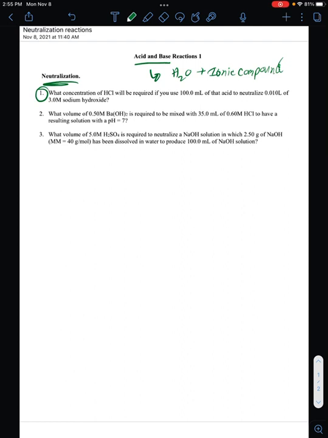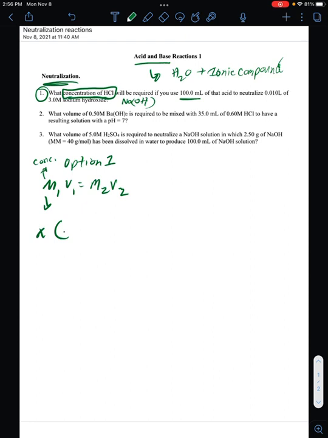So you have one of two ways you can solve this. So option one, and then because your acid only has one hydrogen and your base only has one hydroxide, you can do it this way where you do M1V1 equals M2V2, where the M is the concentration, V would be volume. So in this question, it's asking what concentration of hydrochloric acid. So that's what we're solving for. This will be my X. And we are going to use a volume of 100 milliliters. I'm going to put this in terms of liters.